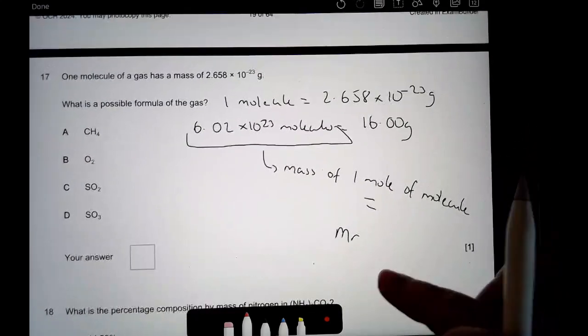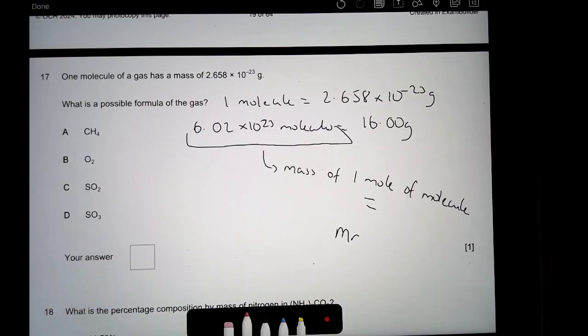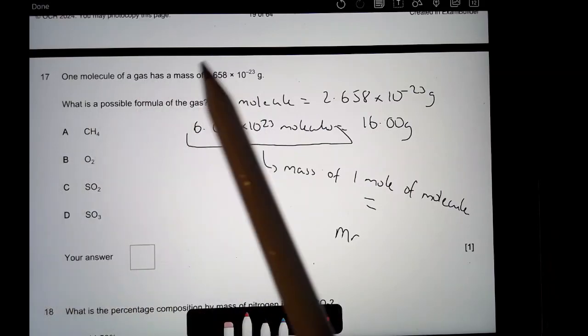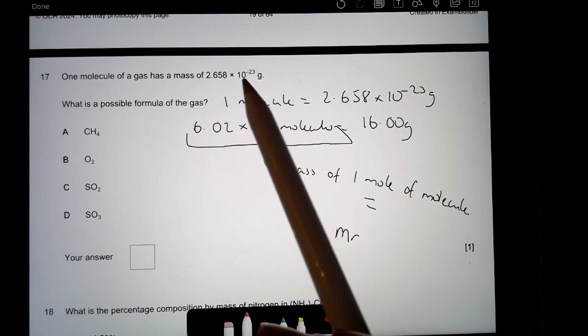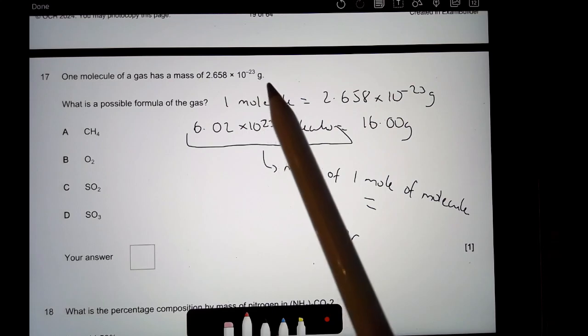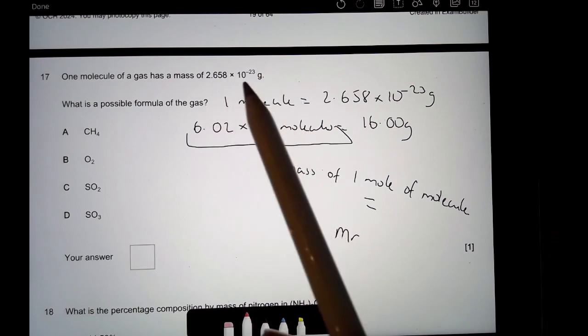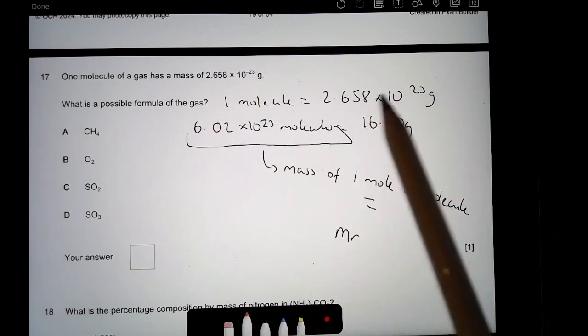The last one I was asked to do for this one was 17. So these questions come up and they can be a little bit confusing. All right, so you've got 1 molecule of a gas. So you'll notice here this answer is tiny, which is what we'd expect. If you've only got 1 molecule and you're getting the mass in grams, the number is tiny. So I've written that there. That's the mass of 1 molecule.